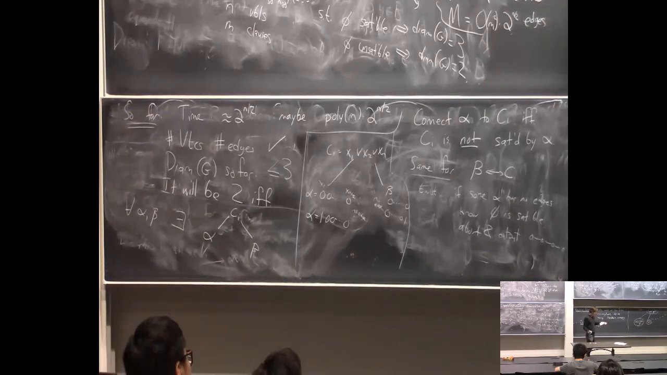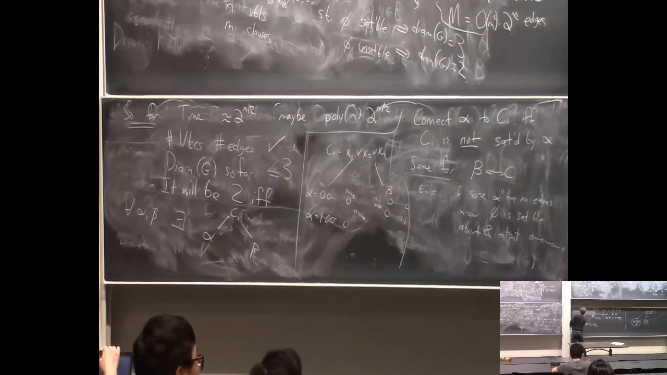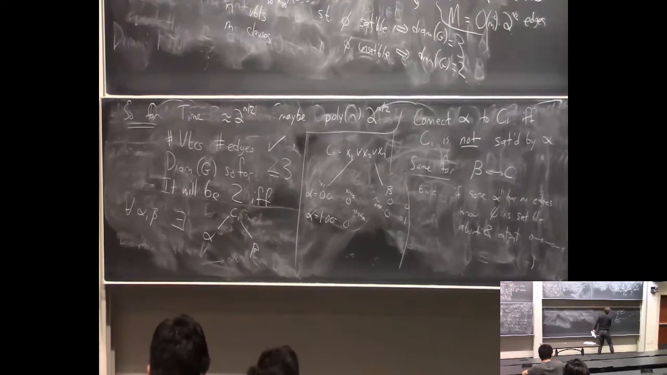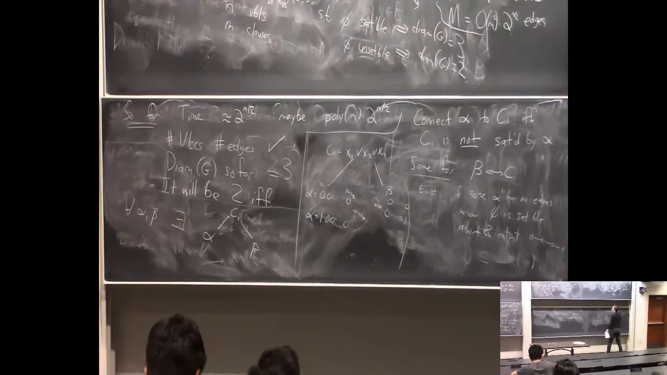OK, so we're basically done. That's the final definition of the reduction. It has the right time and number of vertices and everything. And now we just have to check this.